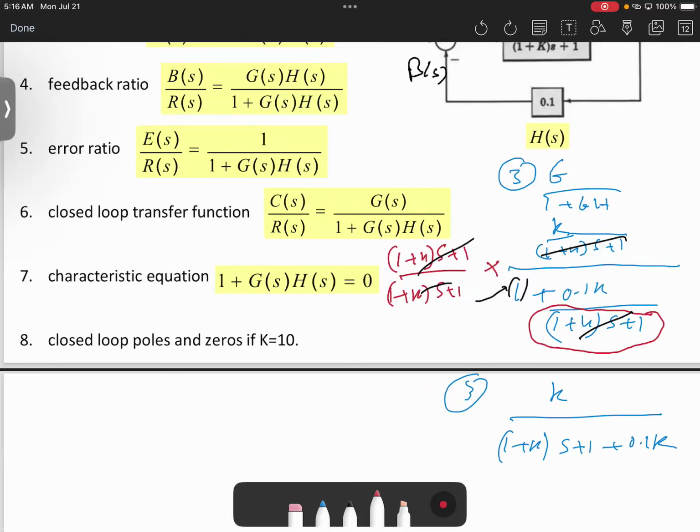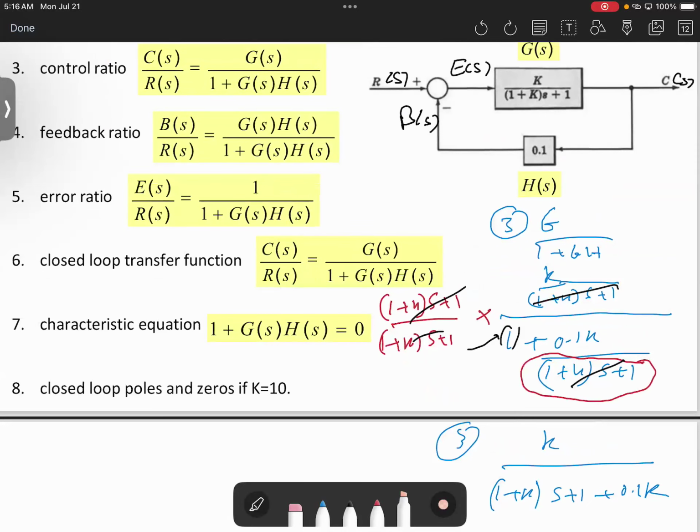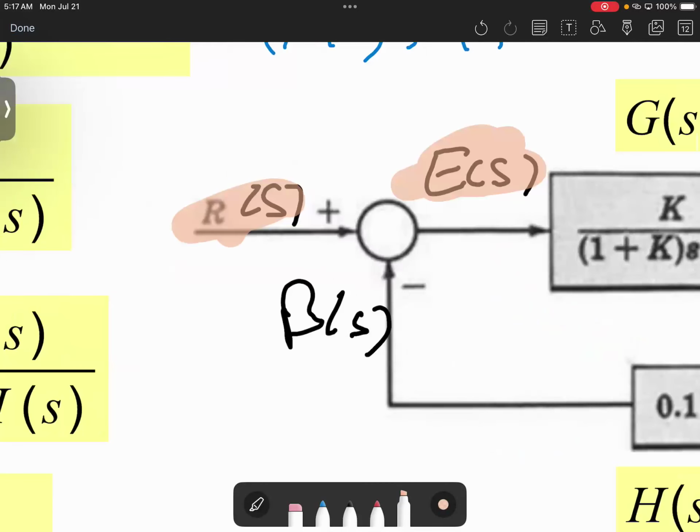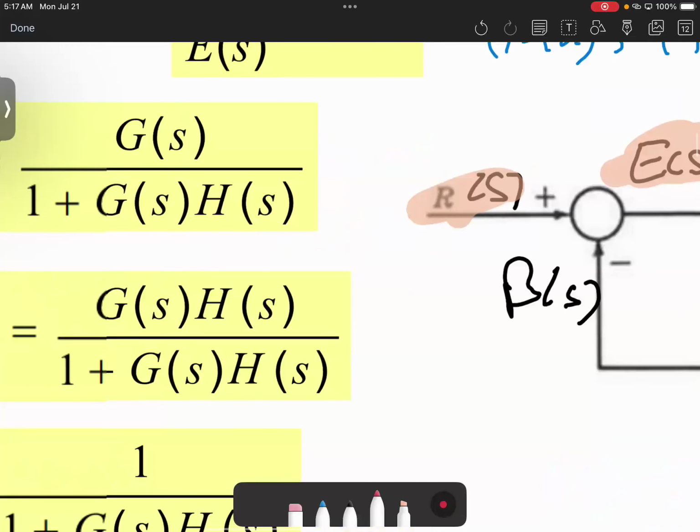Then the next one, the error ratio. When you look at it, here is the error, here is the input. From the error perspective, the feed-forward gain is 1. Go from R of S toward E of S. What's the feed-forward gain? 1. What's the forward gain?